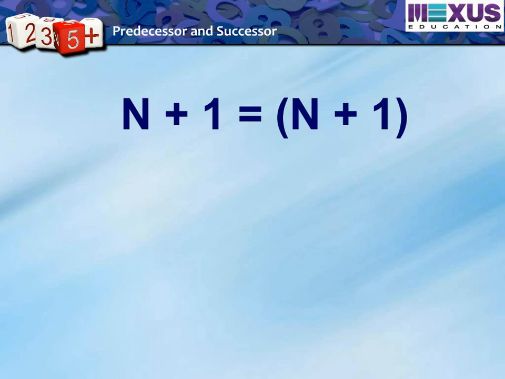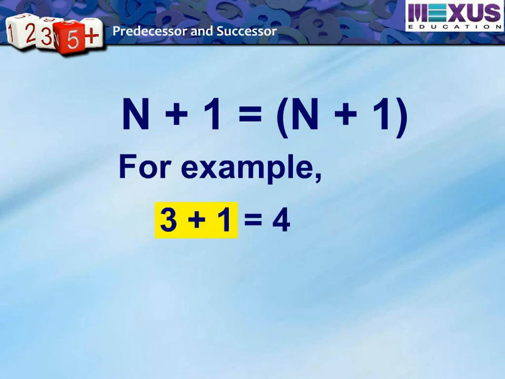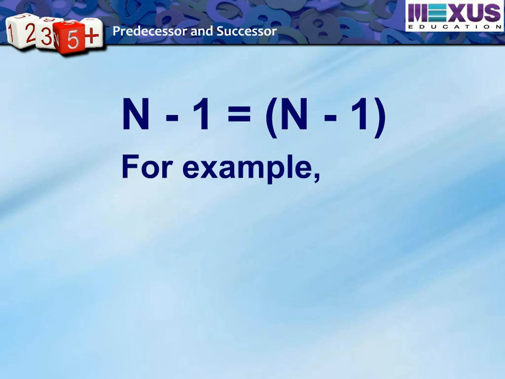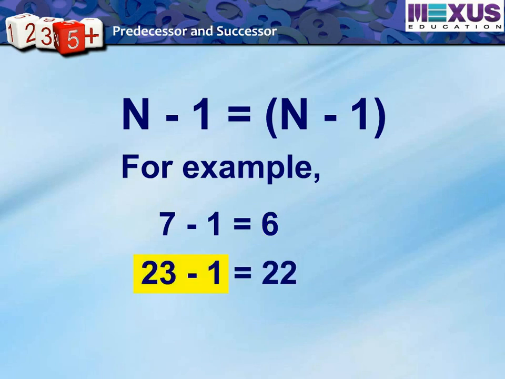If we see here, while adding 1 to any natural number, we get the next natural number. For example, adding 1 to 3, we get 4. In the same way, adding 1 to 15, we get 16. Similarly, if we subtract 1 from any natural number, we get a natural number. For example, subtracting 1 from 7, we get 6. In the same way, subtracting 1 from 23, we get 22.